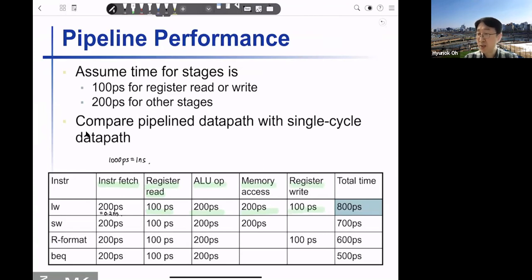So then what's the total time for this load instruction? We are adding everything. So it's 800 picoseconds. Okay, so if we are not applying pipelining, then the load instruction takes 800 picoseconds. So no pipeline.